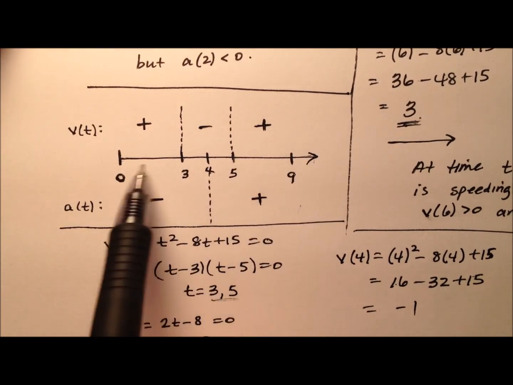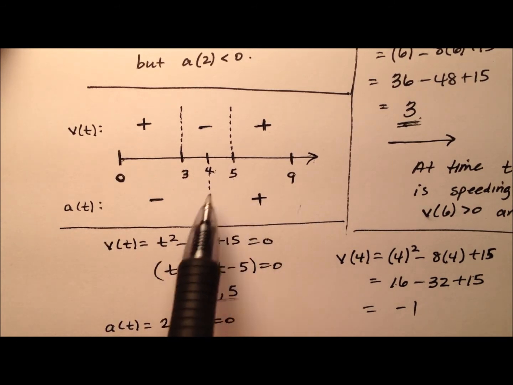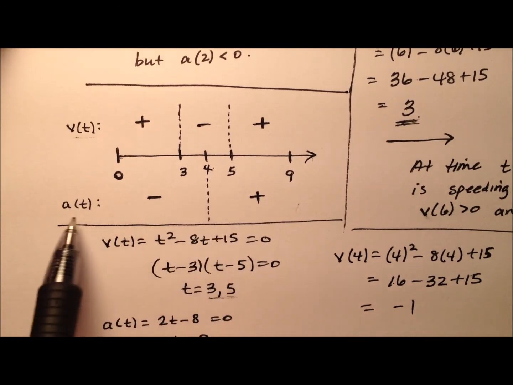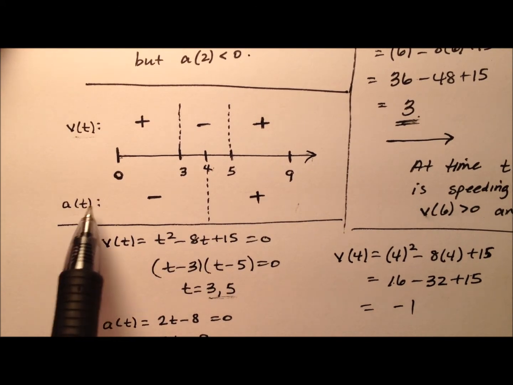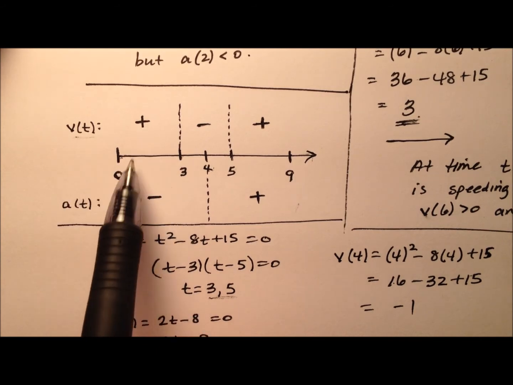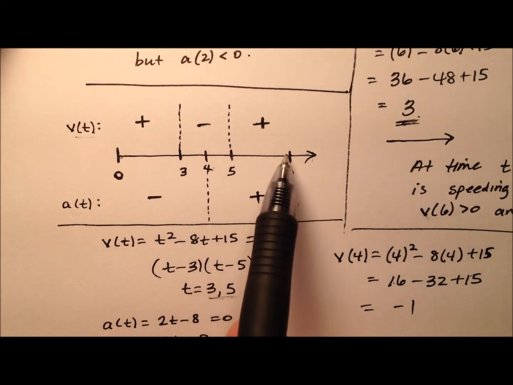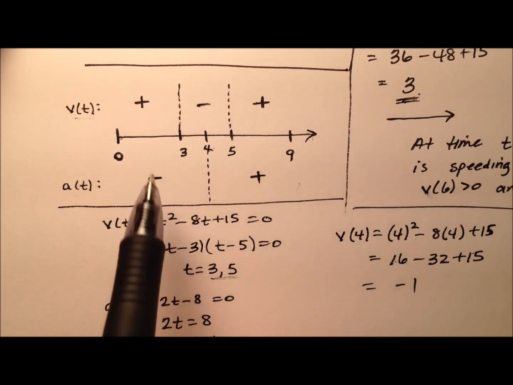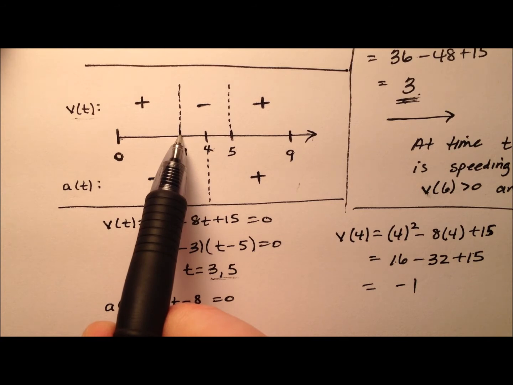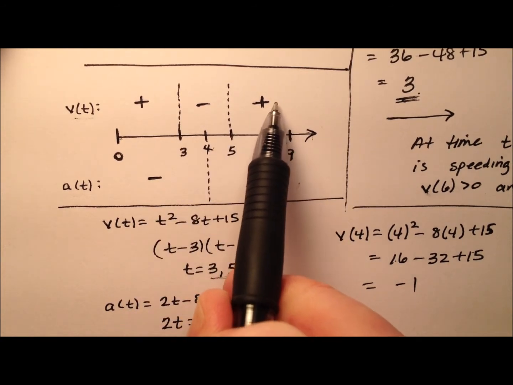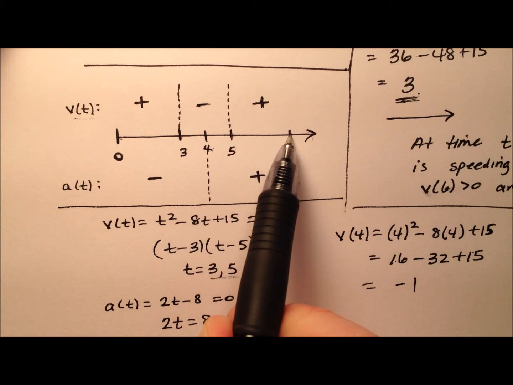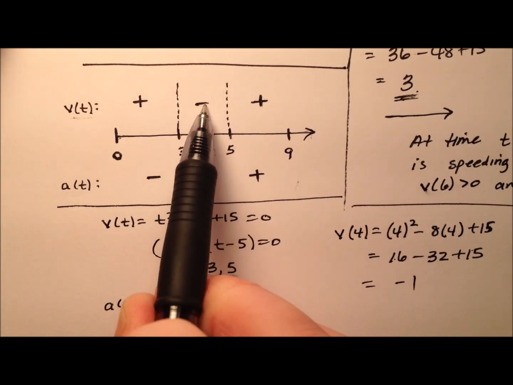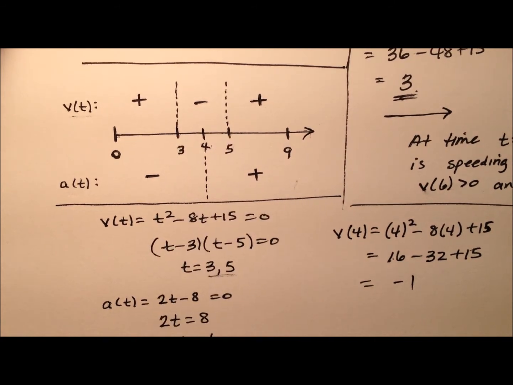So we had our number line from 0 to 9, and we marked some critical points. We had 3 and 5 based on the critical points from our velocity, and we had 4 based on the critical point from our acceleration. And we know that our velocity is positive from 0 to 3, and again from 5 to 9. So you could say the particle is moving to the right from time t equals 0 to time t equals 3. And the particle is moving to the right also from time t equals 5 to t equals 9. Thus, the particle is moving to the left when it's negative, and that's from 3 to 5.